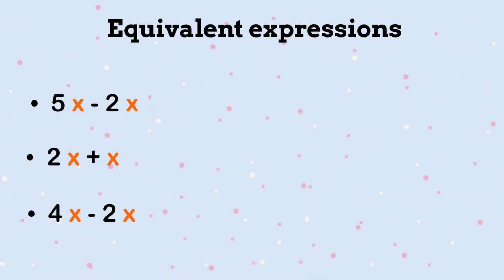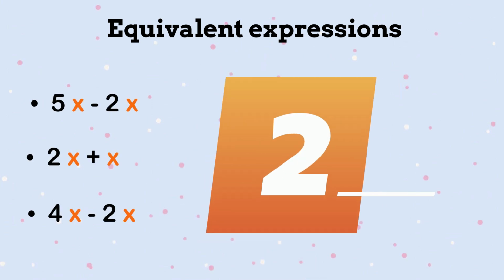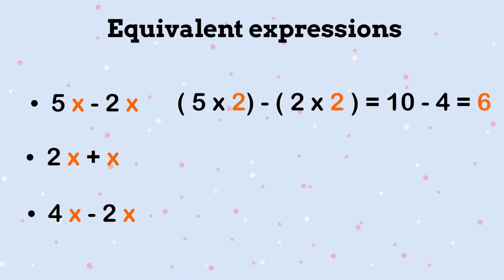Let us pick any value for x and substitute it. Let x be 2. Every x is now 2. 5 times 2 minus 2 times 2. This is 10 minus 4, which is equal to 6.